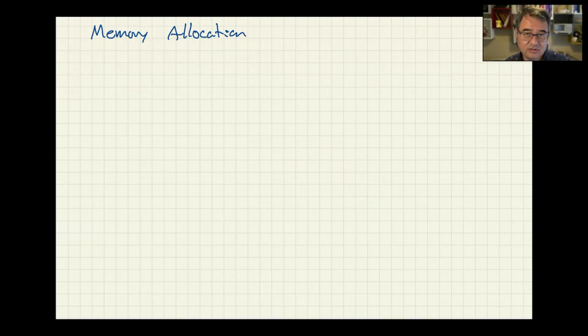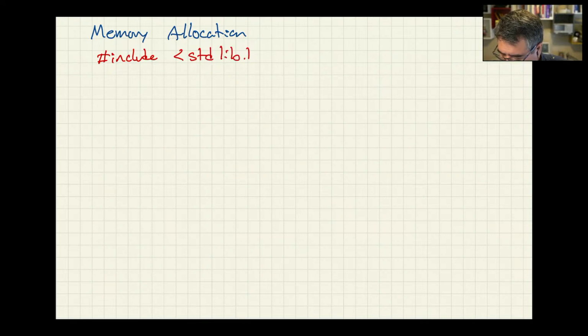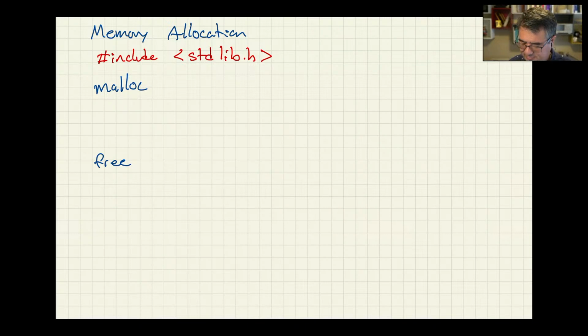So in order to use this memory allocation, you need to include the standard library, and then that gives you 2 functions, one called malloc, M-A-L-L-O-C, stands for memory allocation, and it gives you another one called free. So one is used to allocate memory and one is used to deallocate the memory.